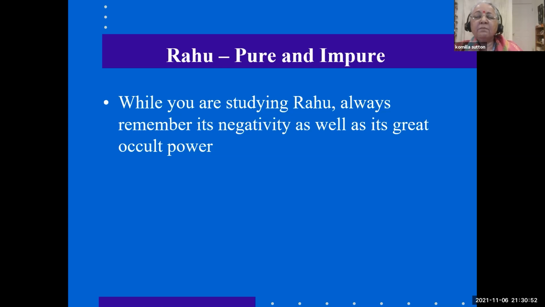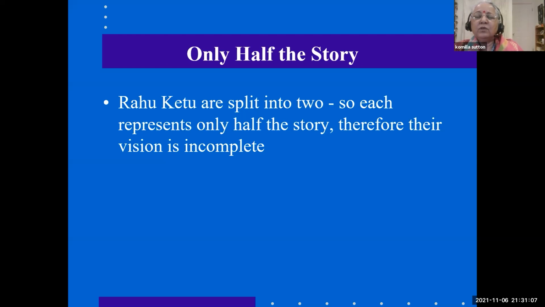It is the ability for us to overcome karmic obstacles and to learn to manage our desires, to become masters rather than servants of Rahu Ketu. One of the main aspects of Rahu is that they are only half the story. They are split in two, so each represents only half the story. Therefore, their vision is incomplete.